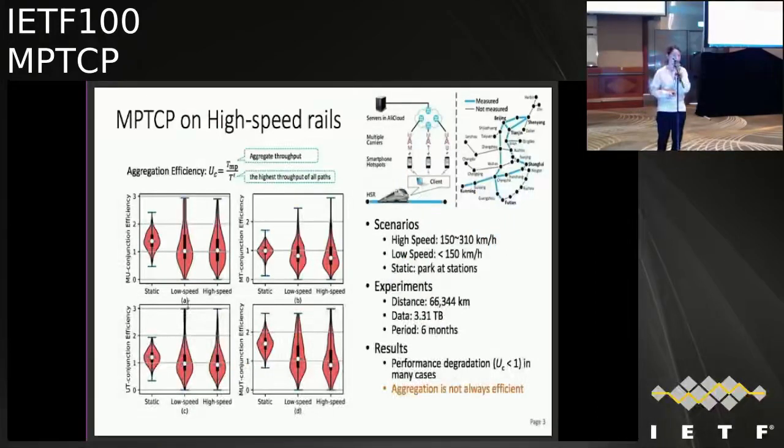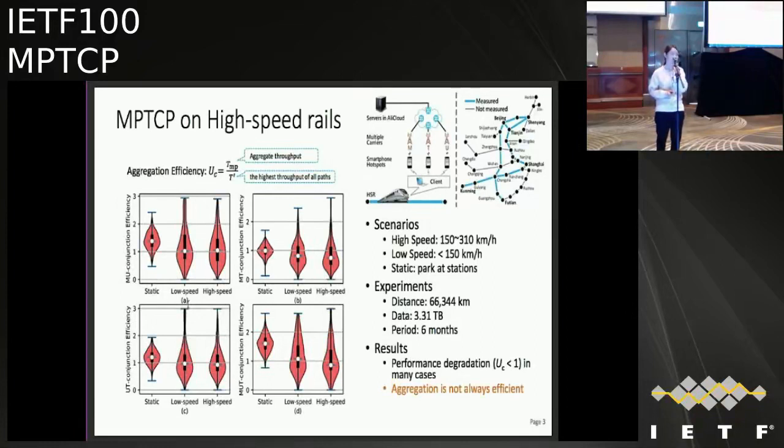We spent six months doing experiments to see how MPTCP performed. Here we traveled more than 66,000 kilometers around China. You can see the high-speed railway map in the upper right corner of this slide. The highest speed of the rail can reach more than 300 kilometers per hour. And we use AE, the aggregation efficiency, to see how MPTCP performs.